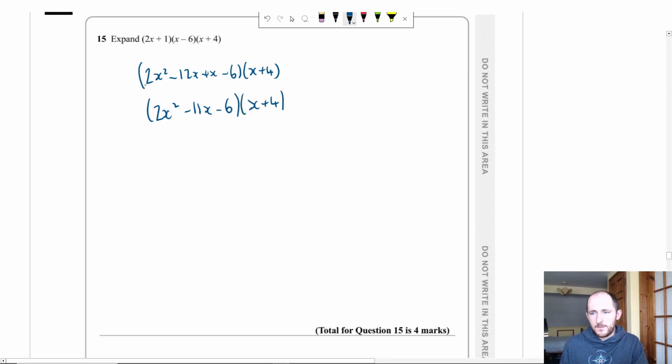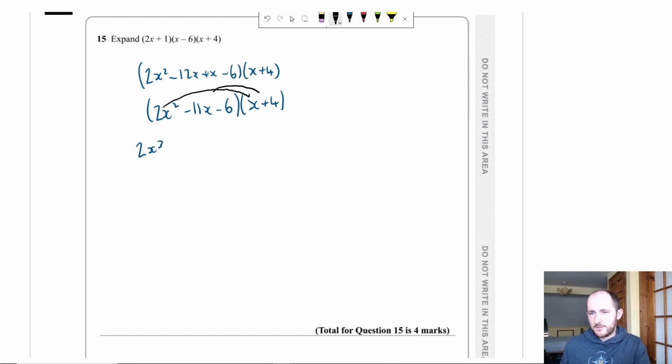Times x plus 4. So now we've got two brackets again, we're going to expand two brackets. Now the key thing to remember here is you're going to get 6 terms in total if you don't simplify in one go, obviously. Because you need to times this first value by both of these terms, so that's 2. This value by both of these terms, that's 4. This term by both of these values, that's 6, okay? So first of all, 2x squared times x gives me 2x cubed.